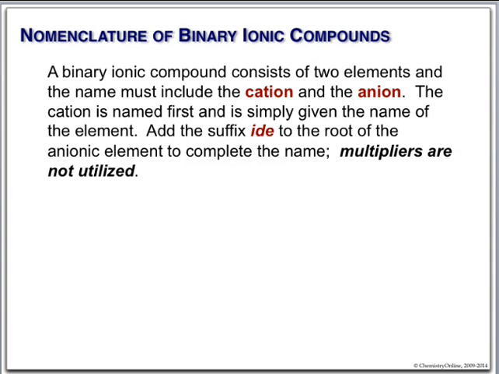All right, when we go to name these things, it's really, really simple. First word of the name is just going to be the cation. That's all you put down. The second word of the name is going to be derived from the anion. What you're going to do is look at the element, pick out the root, and then you're just going to add IDE. If you have more than one of anything, you don't use a multiplier, it's just the simple name. So let's see what this looks like.